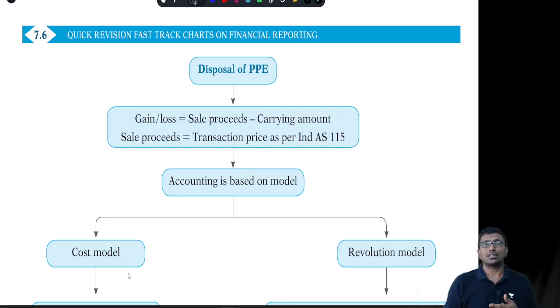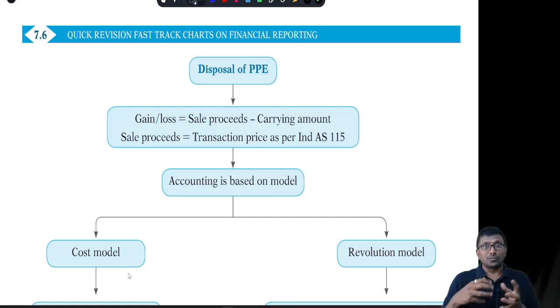Or there are no future economic benefits from the asset. Asset is physically there, sir, but no benefits to me, sir. Then also remove it from the books of account. Under that circumstance, you are supposed to calculate gain or loss from the de-recognition. How do you calculate? Very simple: sale proceeds minus book value or carrying amount. Both are one and the same, right? That profit or loss should always be transferred to P&L.